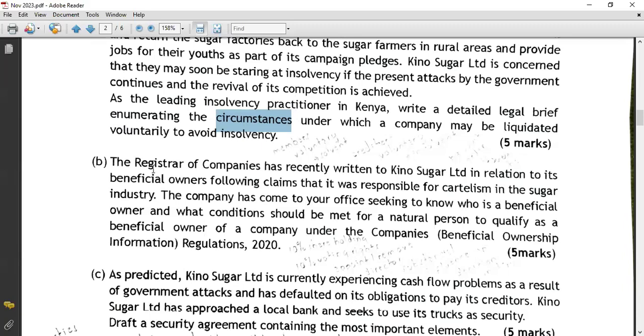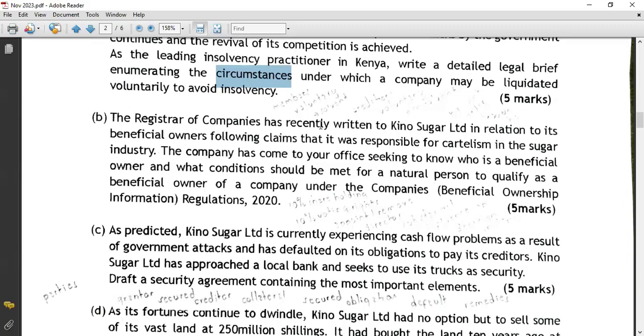So question B: the register of companies has recently written to Kino Sugar Limited in relation to its beneficial owners, following claims that it was responsible for capitalism in the sugar industry. The company has come to your offices seeking to know who is the beneficial owner and what conditions should be met for a natural person to qualify as beneficial owner of a company under the Company's Beneficial Ownership Information Regulations 2025. Five marks. So interpret the question.